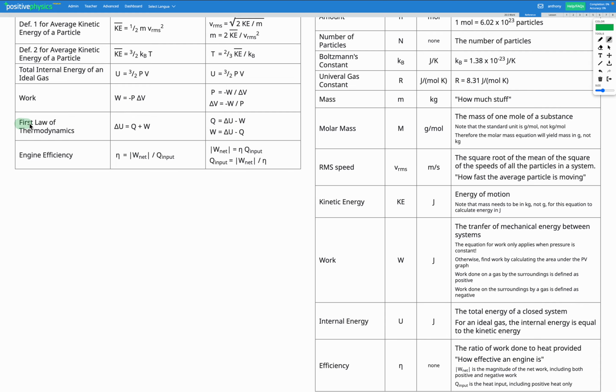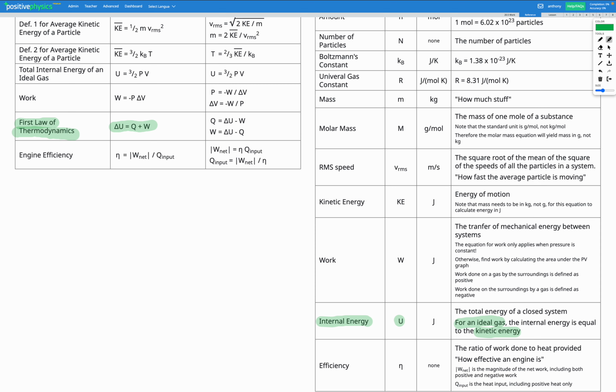Here we have our equation for the first law of thermodynamics. It says delta U equals Q plus W. U is the internal energy of our gas. For an ideal gas, the internal energy is equal to the kinetic energy of the particles in that gas. So that's essentially how much energy our gas has.